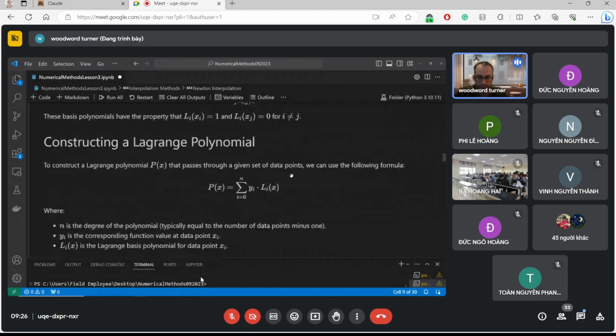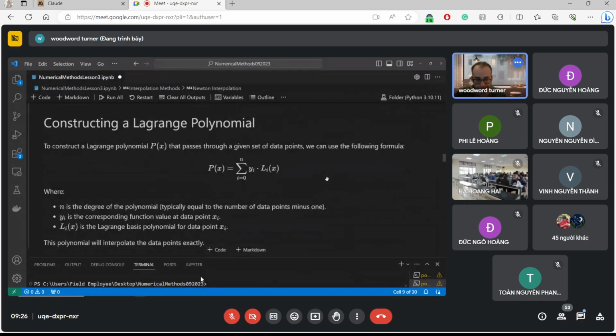Now, how do we construct a Lagrange polynomial? To construct one so that it goes through all of the data points that we have, we can use this formula.